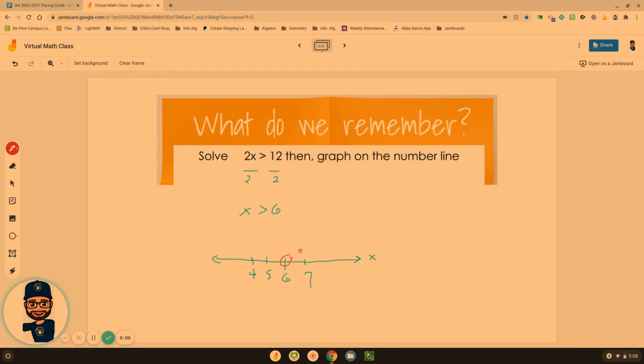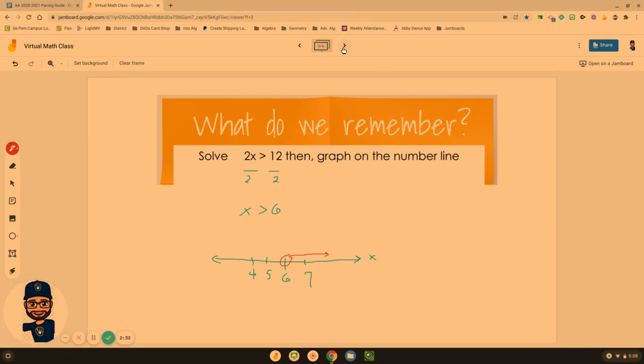We'll talk a little bit more about why it's an open circle on the next slide. And where are all of the numbers going to be greater than 6? When I plug something in here, it has to make this a true statement. In this case, anything over here to the right. x is greater than 6. So that's how we did it in algebra class, solving inequalities and using a number line to graph their answers.